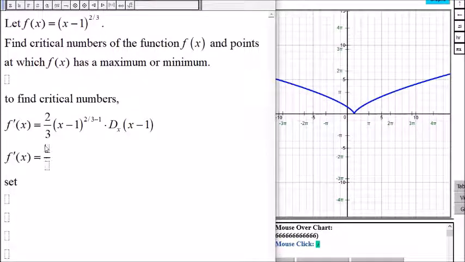So here we get 2/3, and then (x minus 1), and then 2/3 minus 1 is negative 1/3. And then the derivative of x is 1, the derivative of 1 is 0, and so here we just get 1. And so the derivative is just going to be 2/3 times (x minus 1) to the negative 1/3.